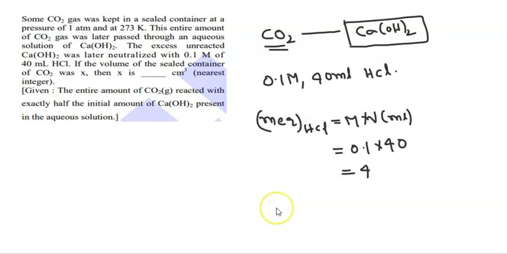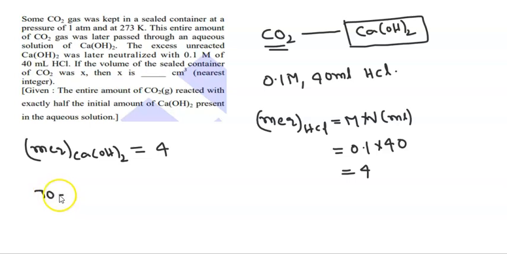In any reaction, the milliequivalents of one reactant are equal to the milliequivalents of the other reactant. Then the milliequivalents of calcium hydroxide which reacted with HCl is also equal to 4, which is half of the amount. The total milliequivalents of calcium hydroxide present in the solution is 8.